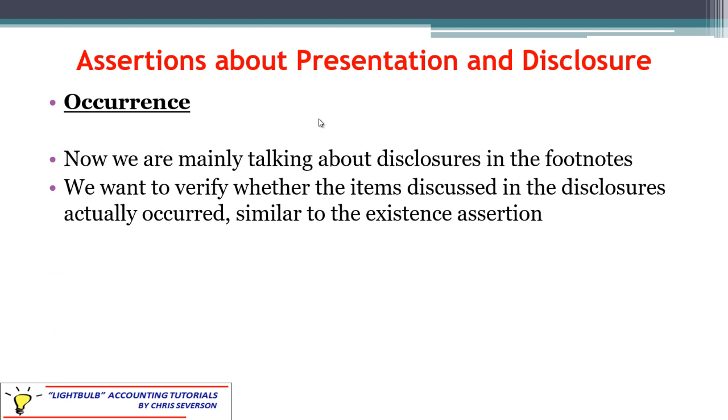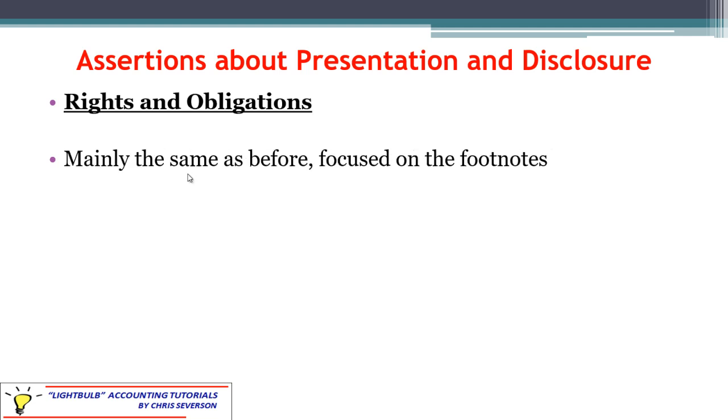So occurrence. These might be things that they have not actually reported on the face of the financial statement, but maybe there are situations that the provider, when I say provider, I'm talking the company, the client, has disclosed. So if they've included it as a footnote, did it actually occur? Rights and obligations, again, now we're focused on the footnotes again.